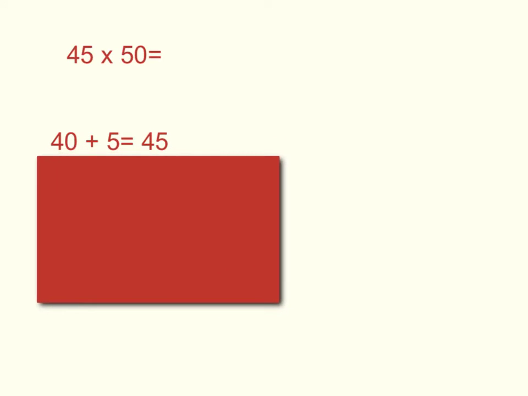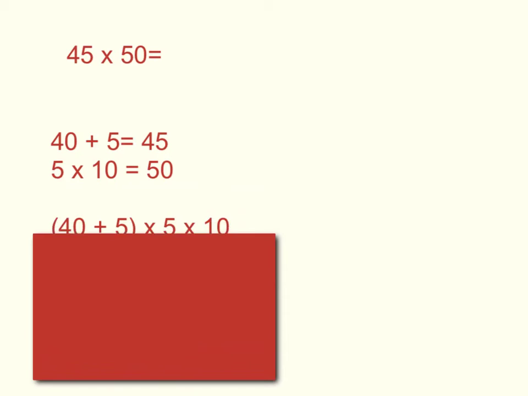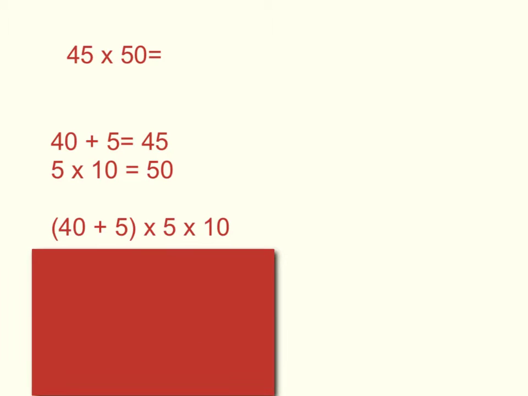If we were to break up 45, we would break it up into 40 plus 5 because that is the expanded form of 45. How do we break up 50? Well, we really couldn't in expanded form because it would be 50 plus 0. But we could break it up thinking of multiplication problems. We could break it up by saying a basic fact like 5 times 10. 5 times 10 is 50. So if we were to take all of those and put it together, what would that look like? It would look like 40 plus 5 times 10.